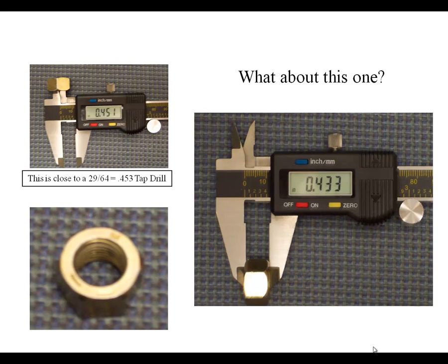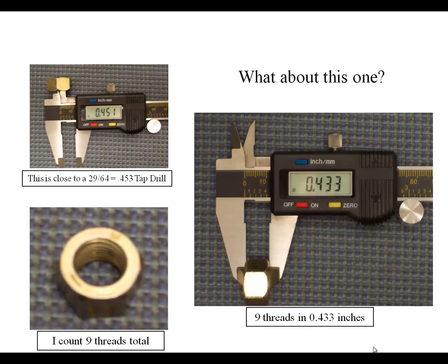So we'll measure the thickness of 0.433, and we count 9 threads in that thickness of 0.433. So if I take 9 threads in 0.433 inches, that's pretty close to 20 threads per inch. So that confirms that this is a half 20 UNF nut.